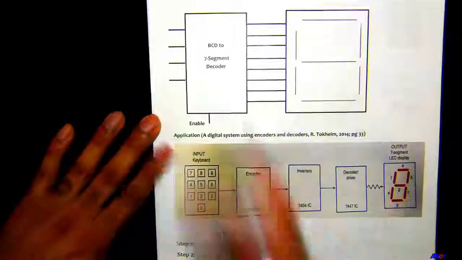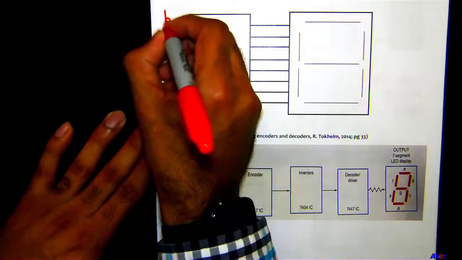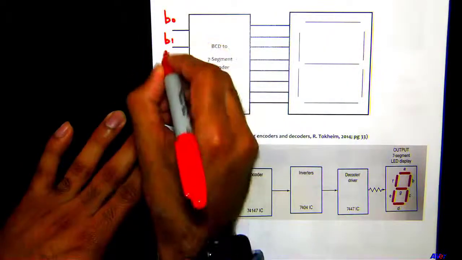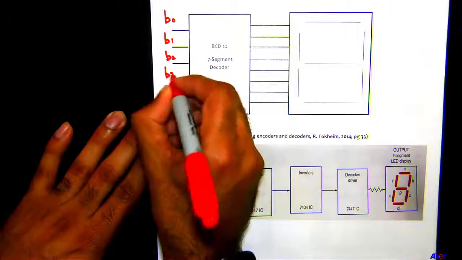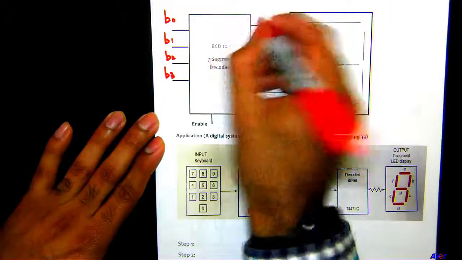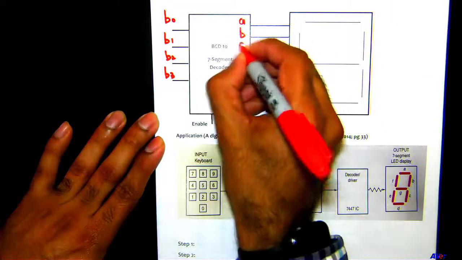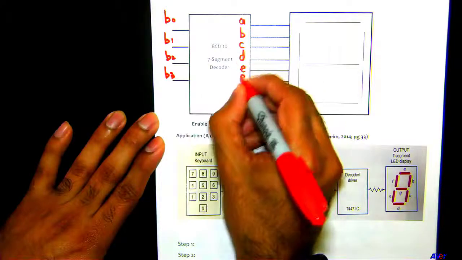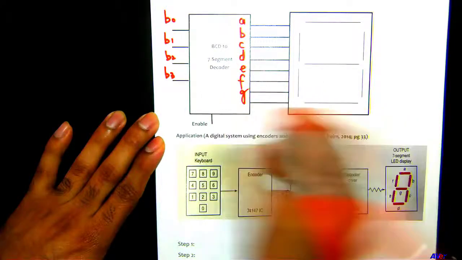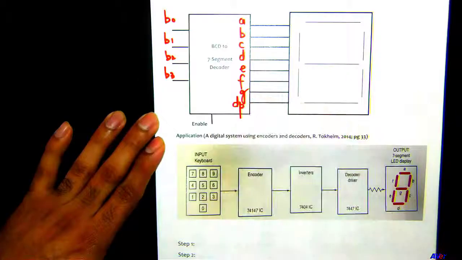So we use inputs as B0, B1, B2, B3. So we got B0 here, B1, B2, and B3. Okay. And then our outputs are going to be A, B, C, D, E, F, and G. And say this is for the decimal point here. Okay.